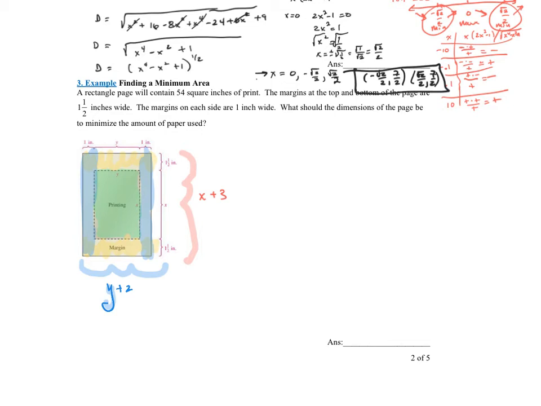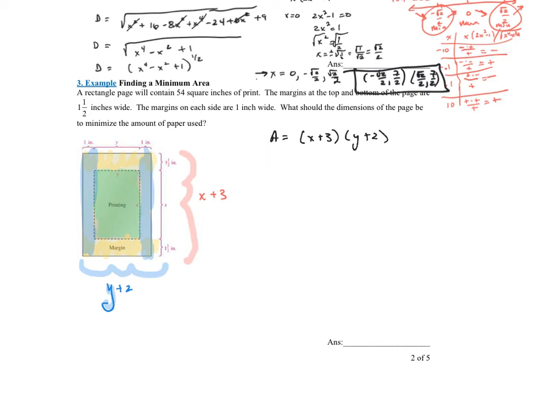Okay. So if I'm looking at the area of the page, or well, let's finish the problem. It says, what dimension should the page be to minimize the amount of paper used? Minimizing the amount of paper used would be minimizing the area of the shape. So let's think about the area. Area is always length times width. Well, again, we have x plus 3 would be the length, and y plus 2 would be the width.